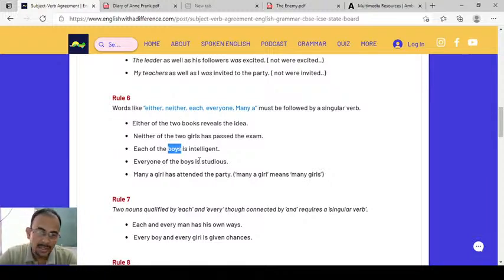This is a very important rule, and it often comes in your Olympiad exams also, in competitive exams as well. Such errors are often asked in the question.